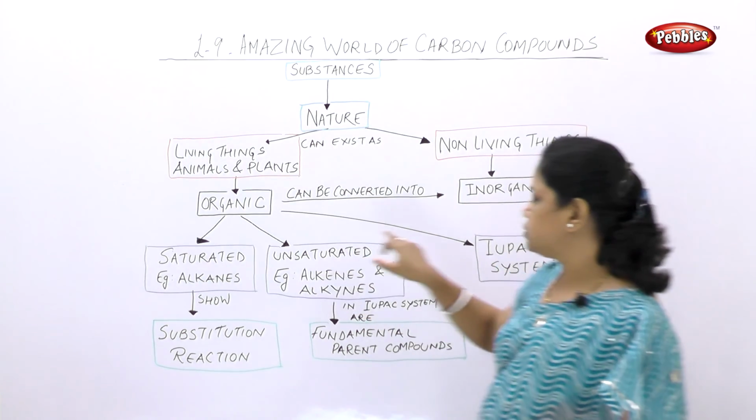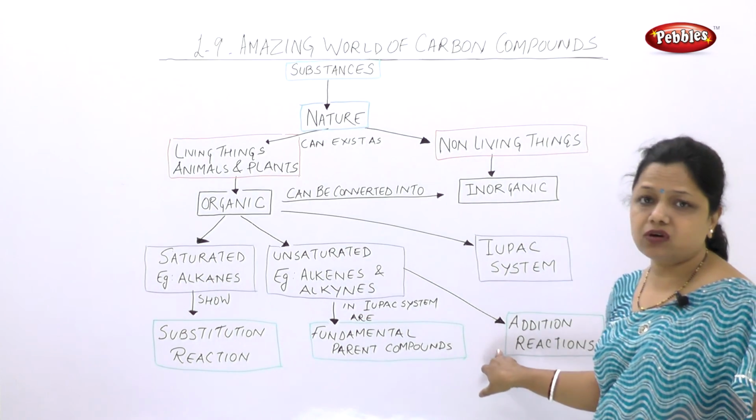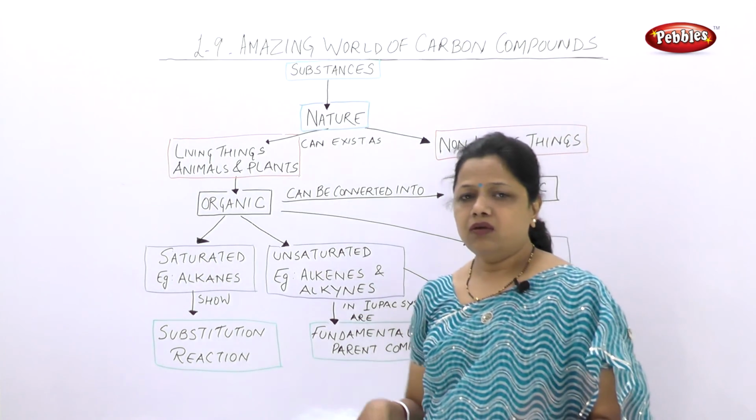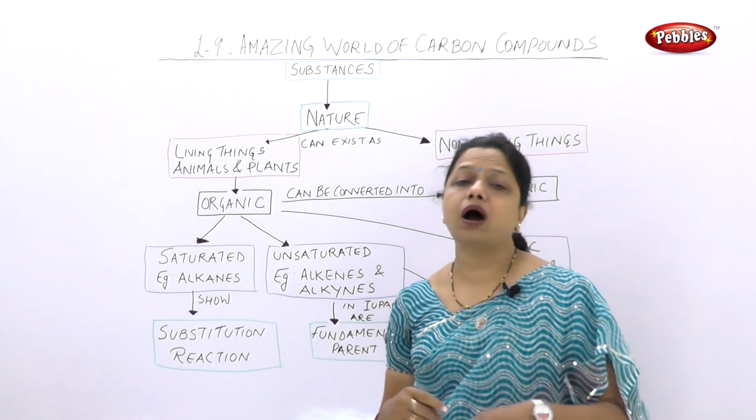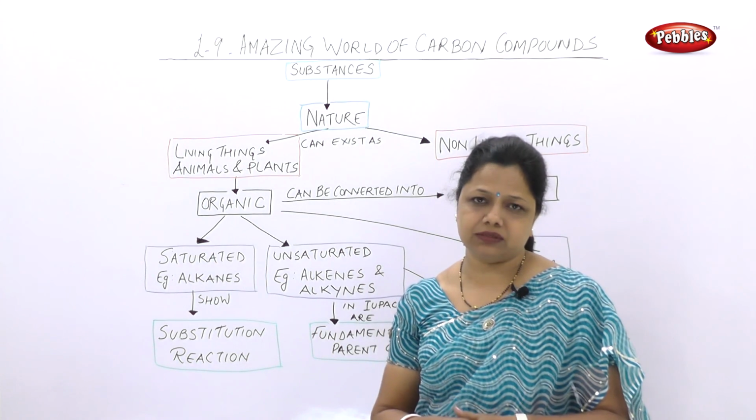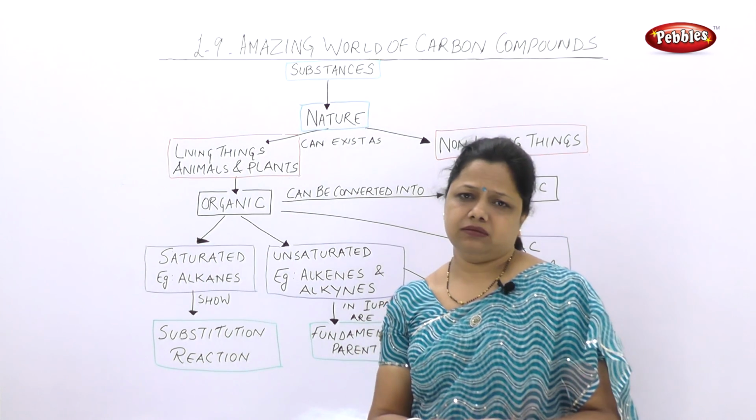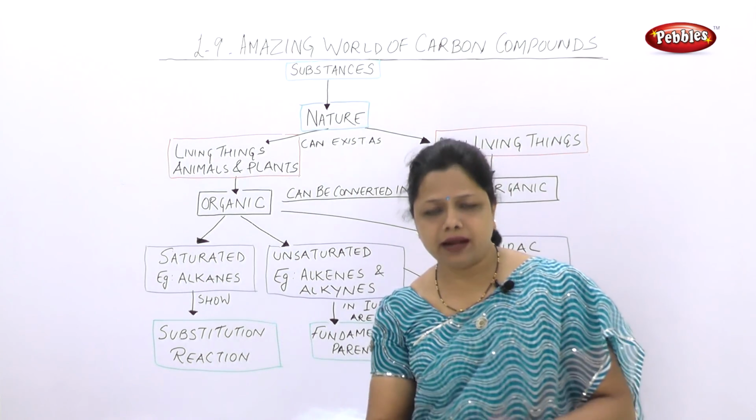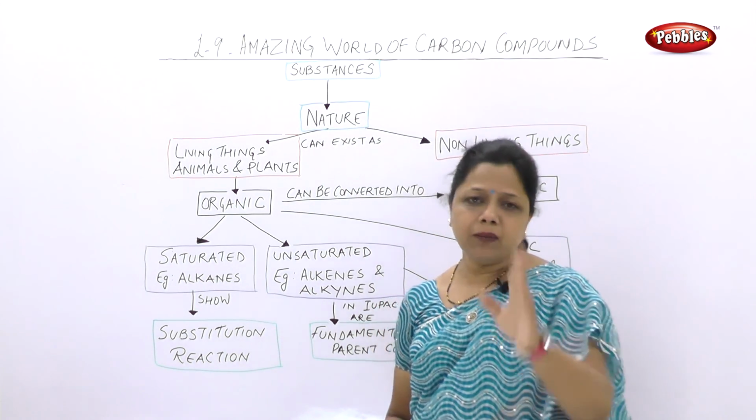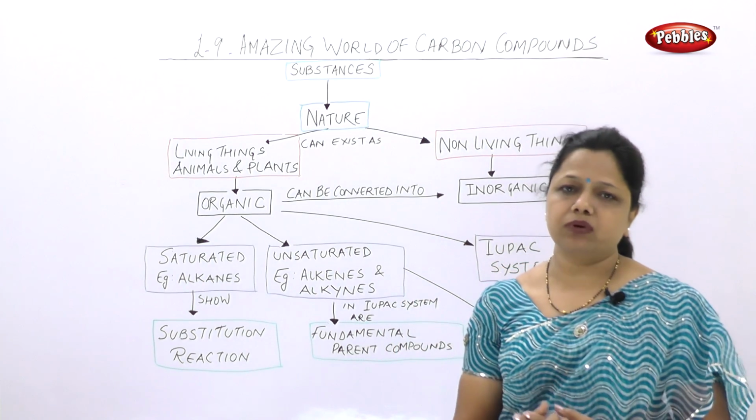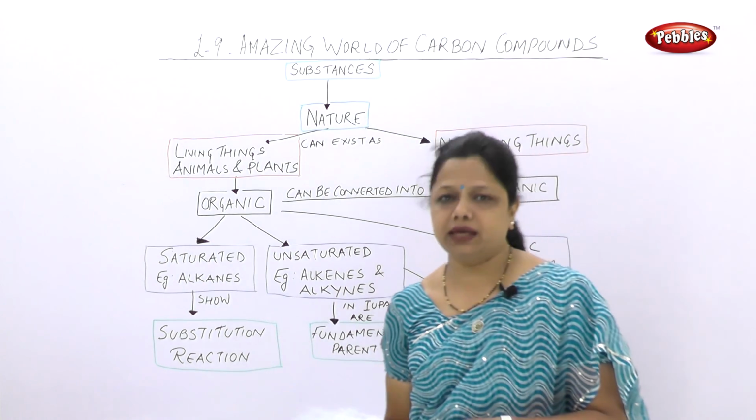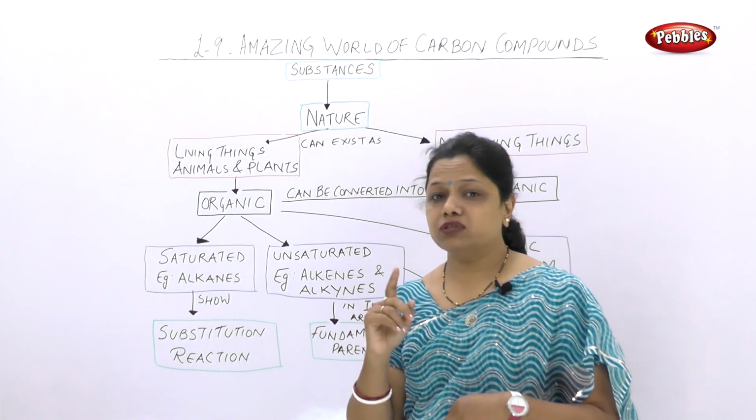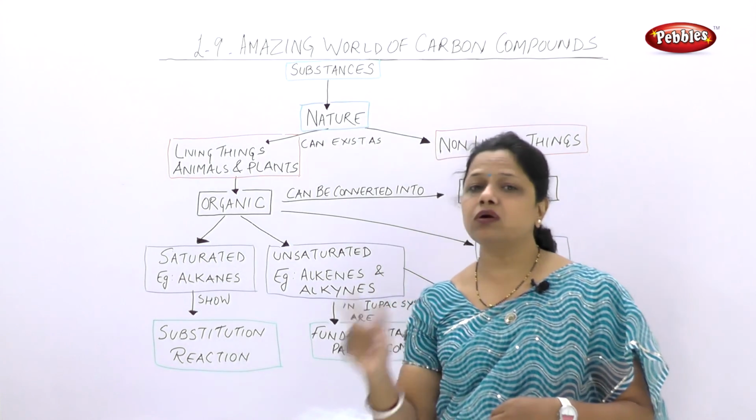Unsaturated compounds show another type of reaction which is called addition reaction. While I was explaining, I explained how addition can take place. What is addition? When we add another molecule, the double bond or triple bond is broken and it converts into alkanes. An example was hydrogenation of oils into ghee.